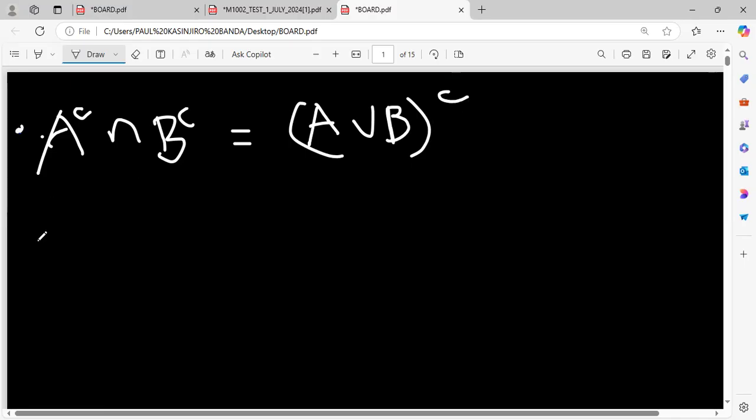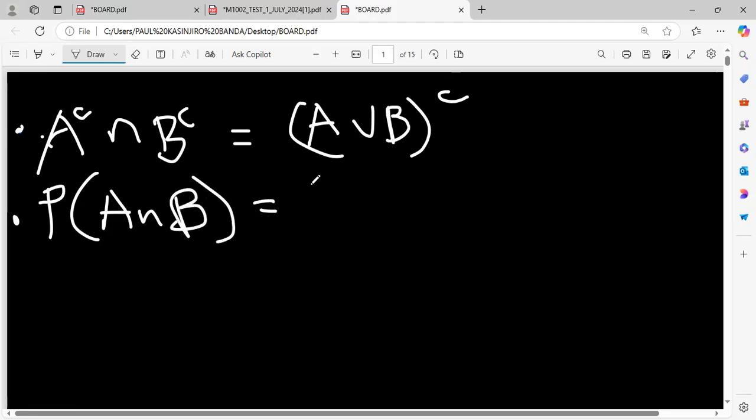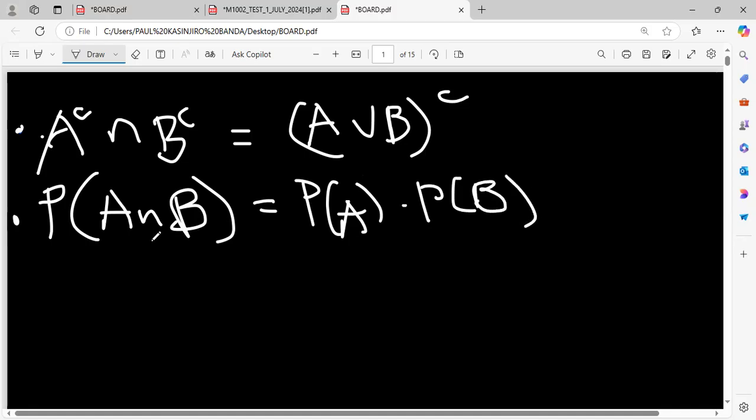The second thing, we have to know the definition of what independent events are. If two events A and B are independent, then it means that the probability of A intersection B is the same as when you multiply the probability of A with the probability of what? B. So this is the second definition.